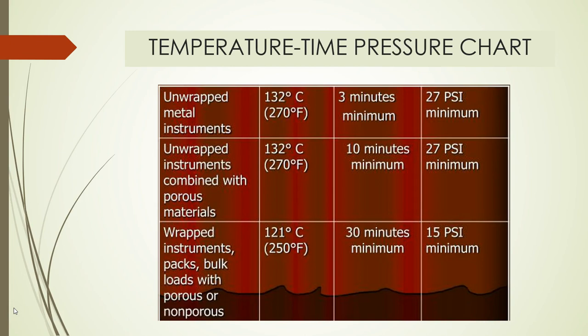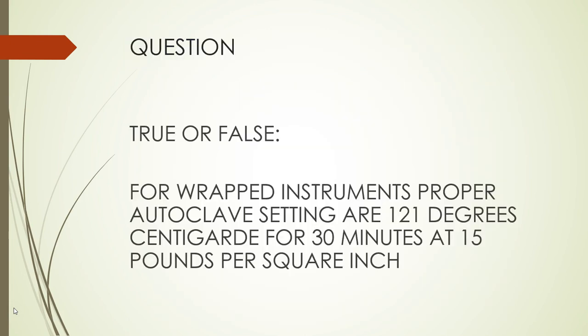If we are placing unwrapped metal instruments in the autoclave, then we can utilize a temperature of 132 degrees at 27 pounds per square inch for 3 minutes. Again, I think most typically we place surgical packs, procedure packs, wrapped instruments in the autoclave, and the correct time would be 30 minutes, the correct temperature, 121 degrees centigrade, and the correct pressure, 15 pounds per square inch.